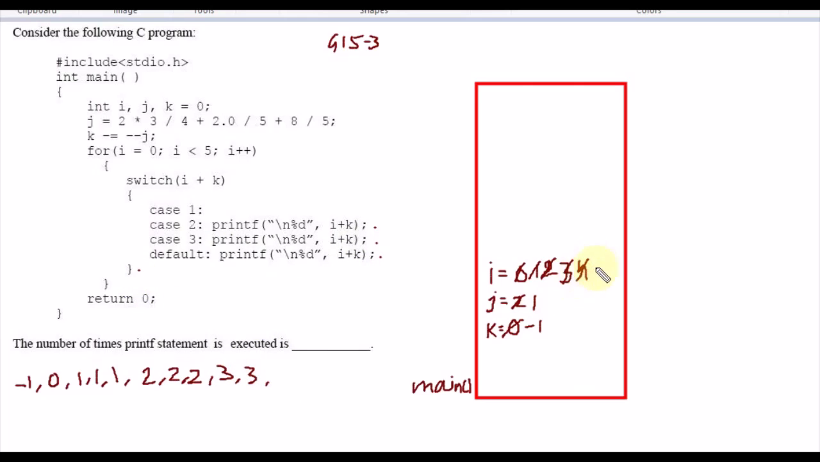With this, i value is incremented again. This condition is false, and that's why we came out of our for loop and we have returned 0.